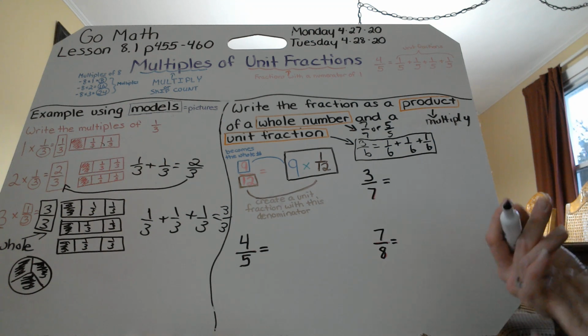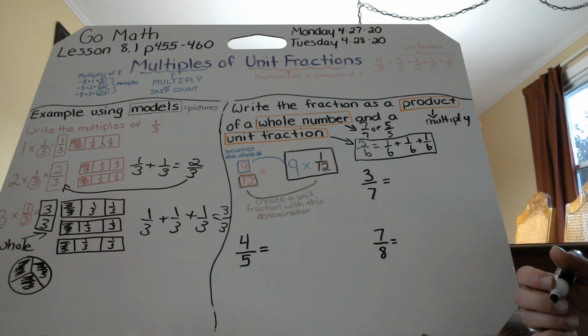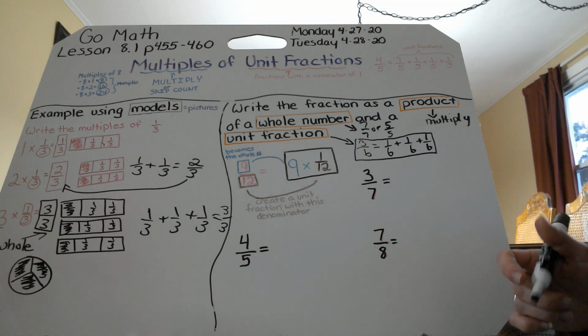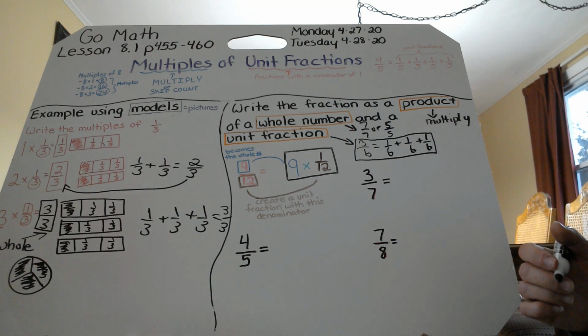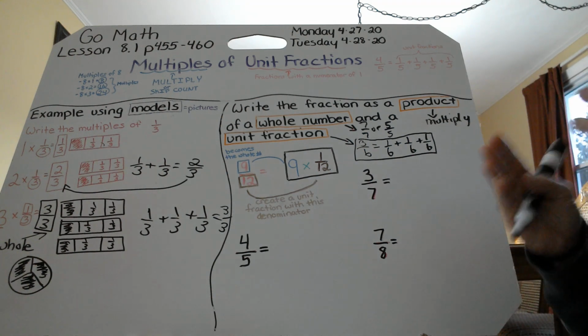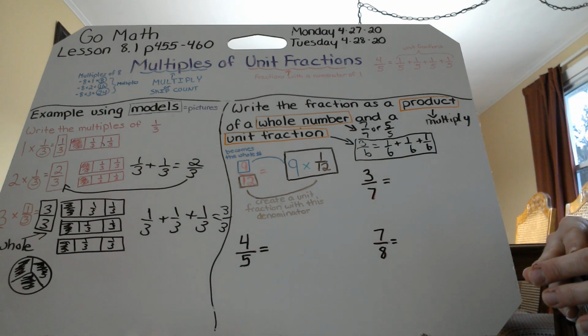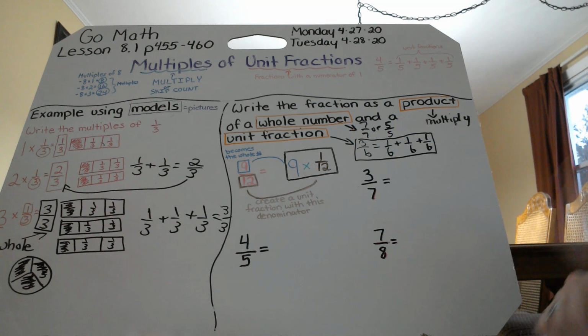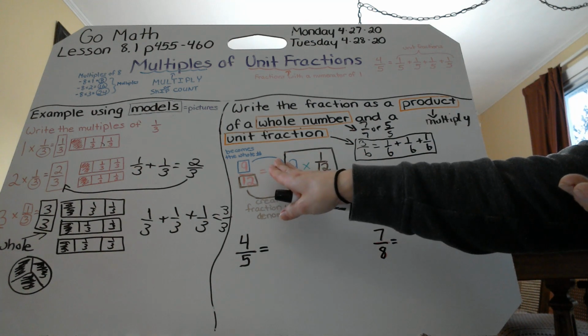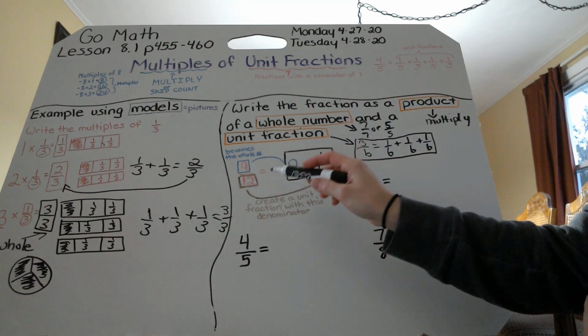Okay, so now we're going to look at how we turn a fraction into a product of a whole number and a unit fraction. So we know in all of our answers, we are going to need three parts. We need the product sign, we need a whole number, and we need a unit fraction. So let's look at our first example right here. I have 9/12.